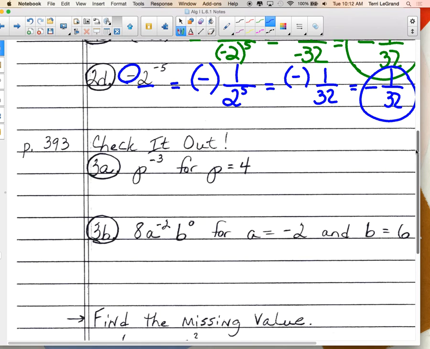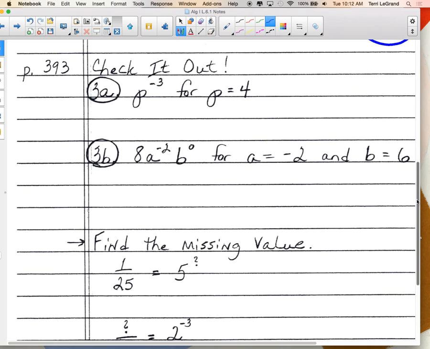Okay, now we're moving on to the check it out problems for number 3. We're going to do 3A and 3B. Now we're evaluating after substituting a value in for the variable. So we're going to put 4 in for P. How are we going to rename 4 to the -3 power? 1 over 4 to the 3rd power, yeah. And then we're going to say, what is 4 times 4? 1 over 64 times 4, 1 over 64, 4 to the 3rd power.